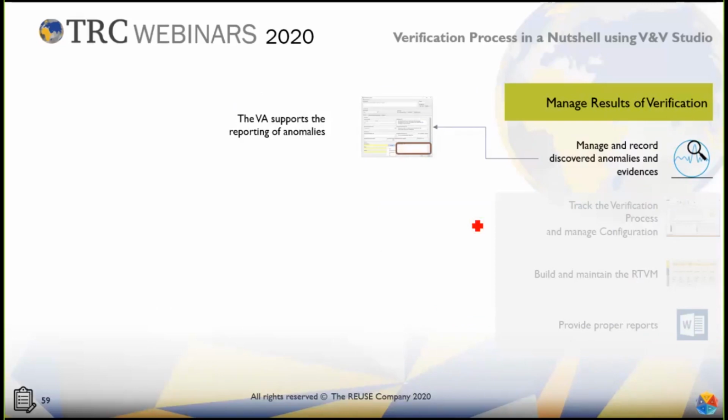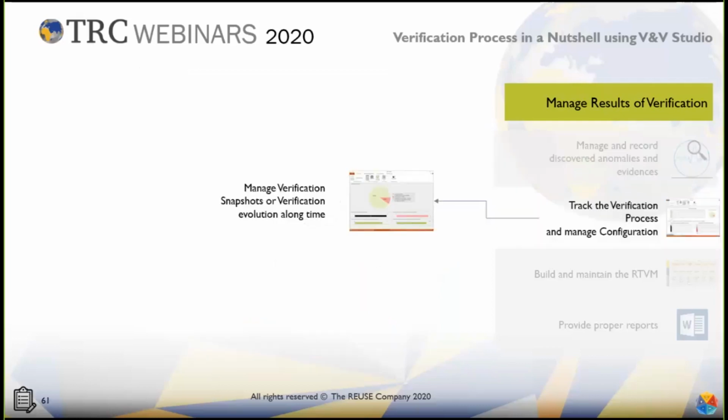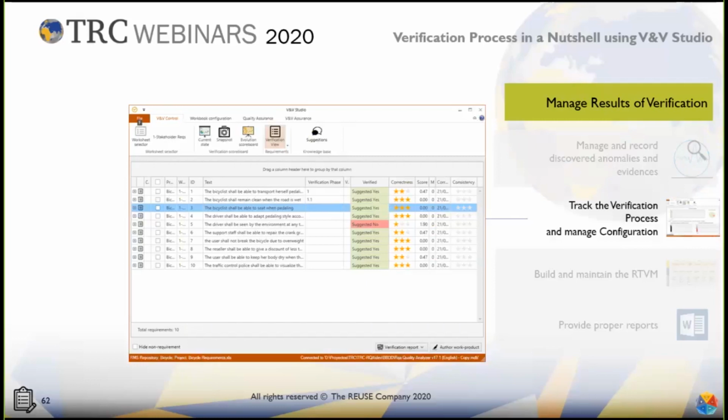And in regards to managing the results of verification, of course, you have to be able to manage evidences in a way, and you have to be able to manage anomalies or whatever is necessary to do. You can report here everything that you have found within the verification, as well as some other properties like resources spent and person hours and days, so that you can see if the process is delayed or not delayed.